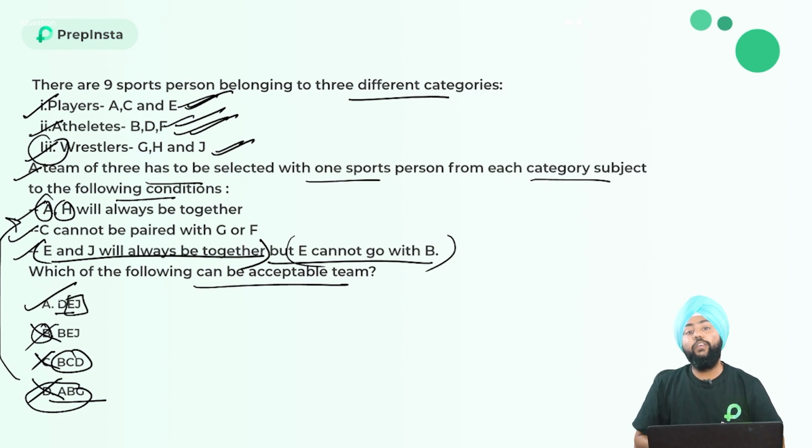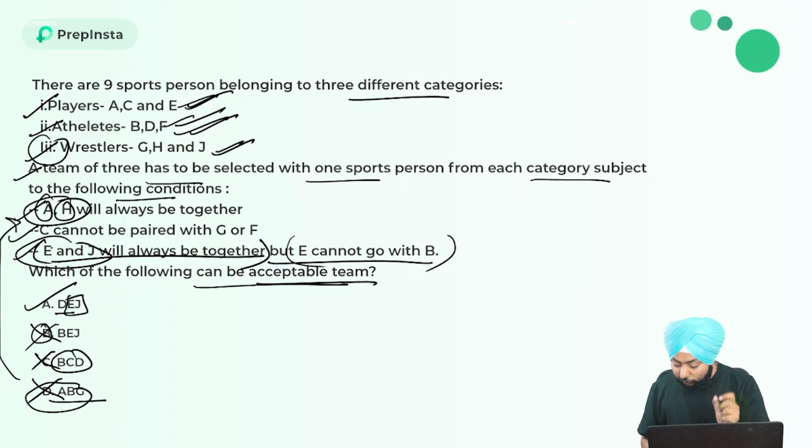So here I went with the elimination method, and I have taken approximately 25 seconds because I'm explaining it to you. But if you go with a more direct hit and trial, you will get the answer in a few seconds. One more way of approaching this problem is to look at which is the acceptable team. It's written that A and H will be together and E and J will be together. So I will only look for options where A and H are together.